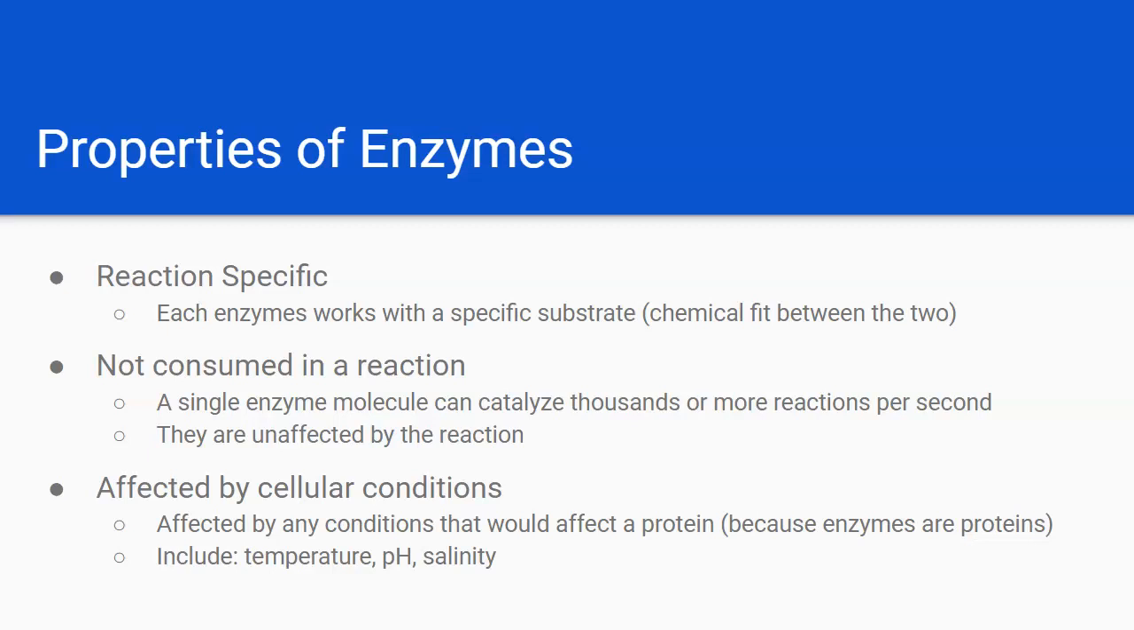And they are affected by cellular conditions. So there's lots of things that can happen to the surrounding environment. In this case, I'll just say like our body in general or the cell. But those changes in conditions can affect a protein of any kind. We learned about denaturing. The same is true for an enzyme because it is a protein. So if you go wildly outside of the normal temperature range or the pH range or salinity, which is salt, you then affect the ability of the enzyme to do its job because most likely you're going to affect its structure.